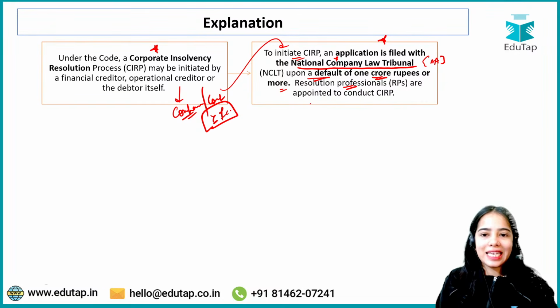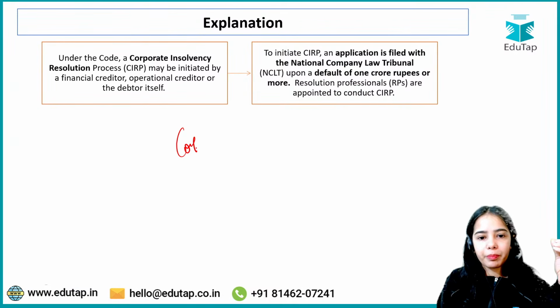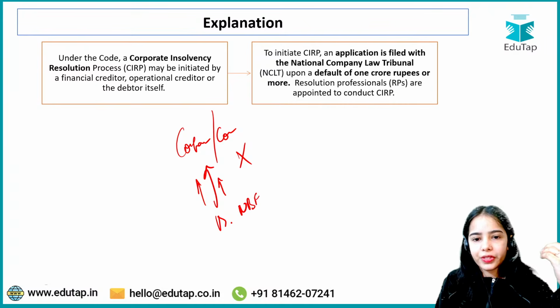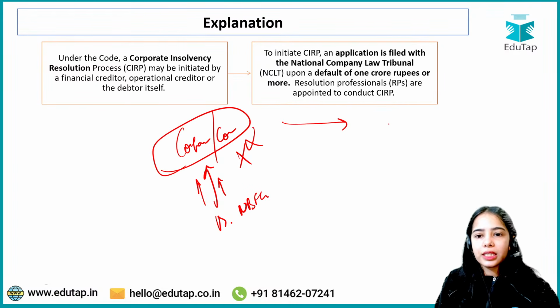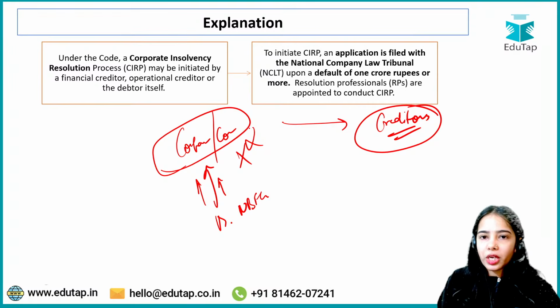Resolution professionals are appointed to conduct the process. So there are resolution professionals. Now you can understand that there is a company, there is a corporate that took a loan. Now the company has taken multiple loans, some from the bank, some from the NBFCs. Now the company is not able to return the loan. So there are the creditors, okay? The creditors want their money back. The company is not able to pay back.